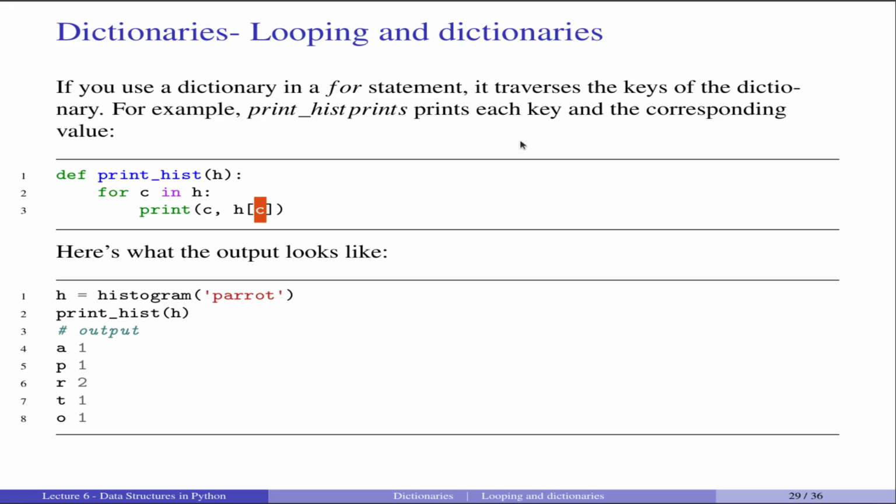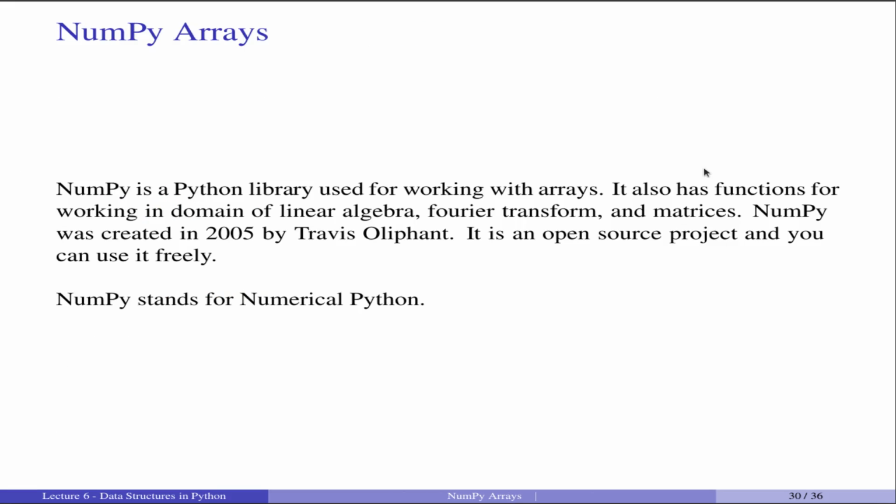So that means it will output the value of each key that I have. So suppose we think of an example, h equals histogram parrot, and if I send h to print hist, in that case it will give me an output: a is once, p is once, r is twice, t is once, o is once. Okay, interestingly it has not printed this as a dictionary now, rather it printed separate values, right? Okay, so this is the way we can loop through dictionaries in several ways. So that's the built-in data structure that we get with Python.